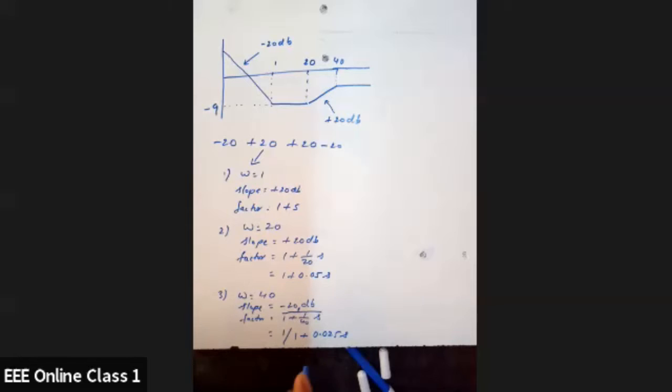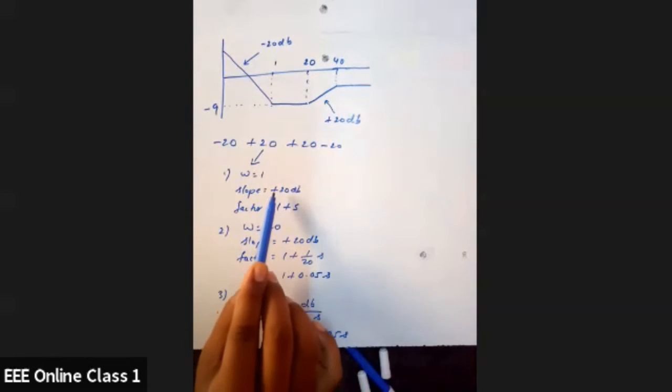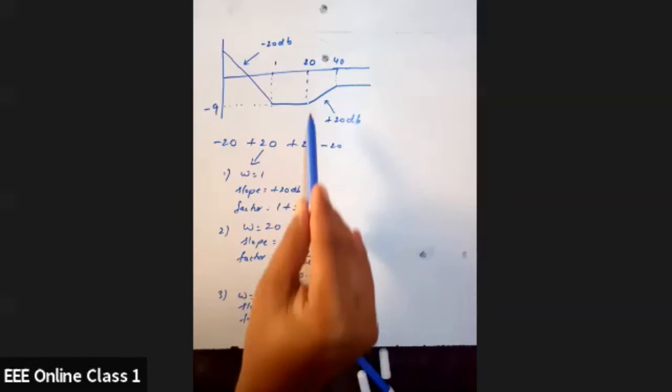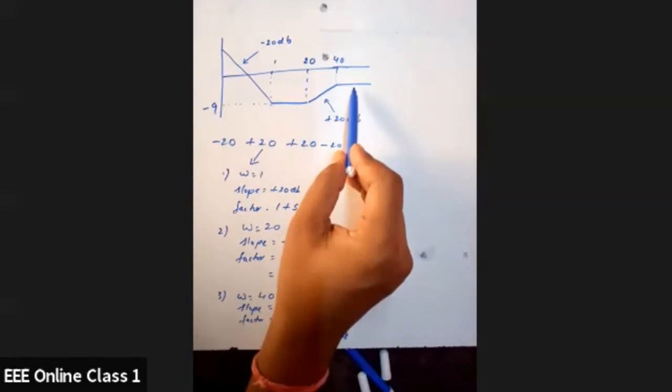So this is my third factor. First, this factor is 1 plus s because of plus 20 dB slope. This is 1 plus 0.05 s, corner frequency is 20. And the third slope is minus 20 dB, so it is 1 divided by 1 plus 0.025 s. Now these three slopes are done.